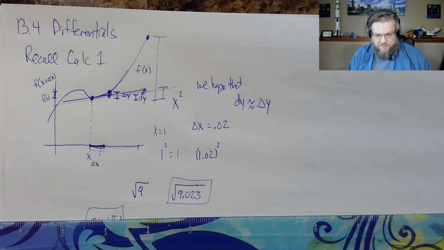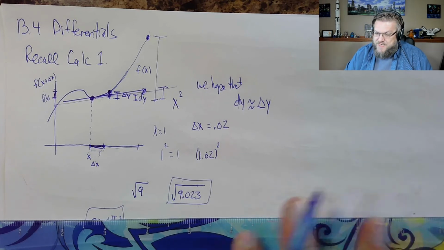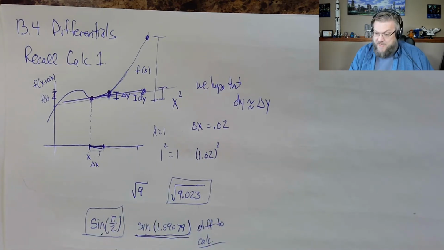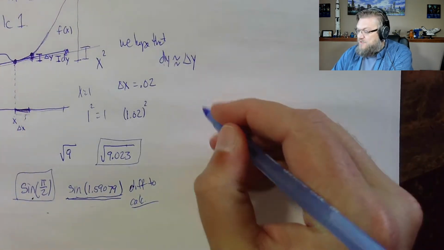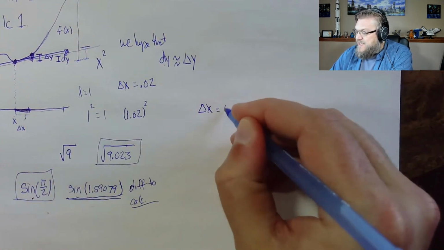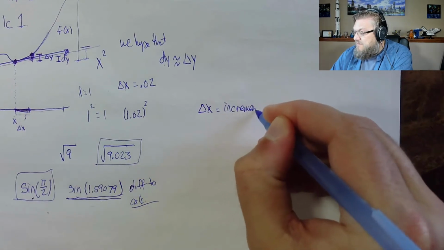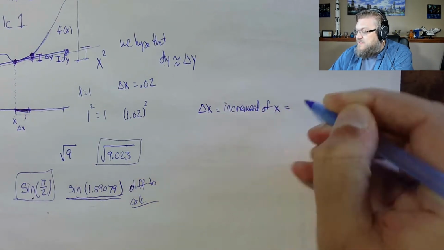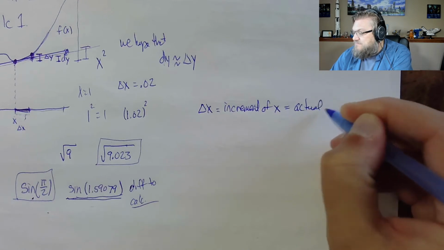Okay. So in Calc 1, we defined what it meant to be an increment. Those were the actual changes. So we could define delta x to be the increment of x. This is the actual change in x.